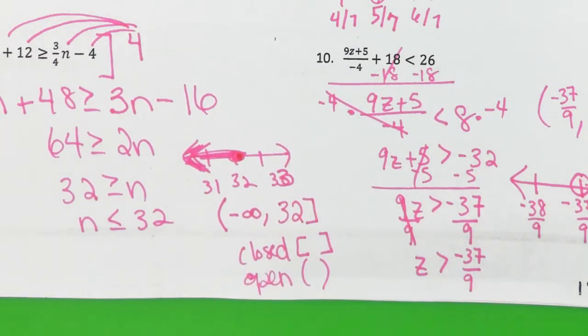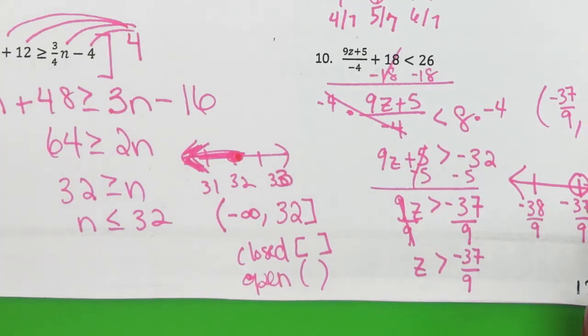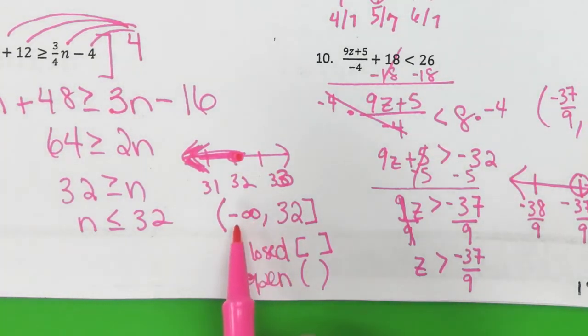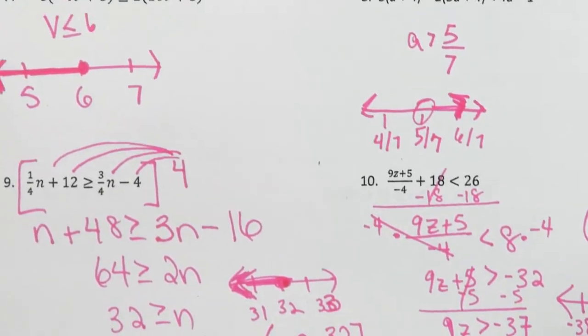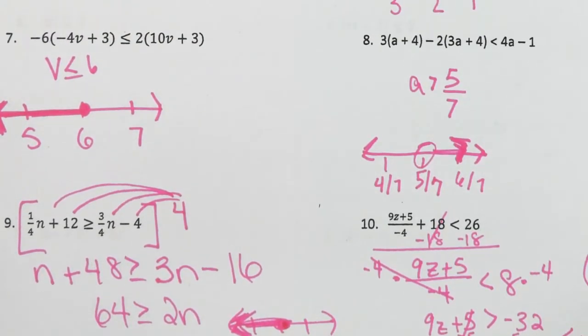Why is one side parentheses and one side not? Infinity always, because you will never, ever reach infinity. But you stopped at 32. Okay, all right, let's do this one. We didn't stop for the fraction, though. Yes, because it had an open. Oh. That's why.